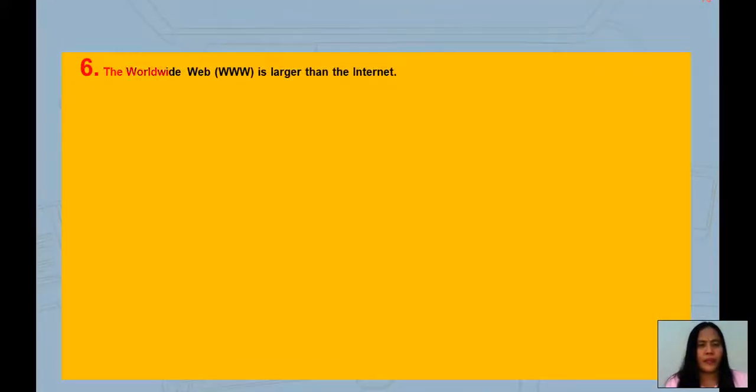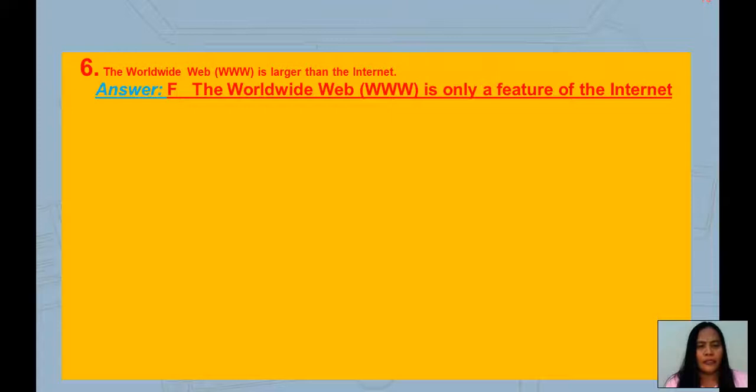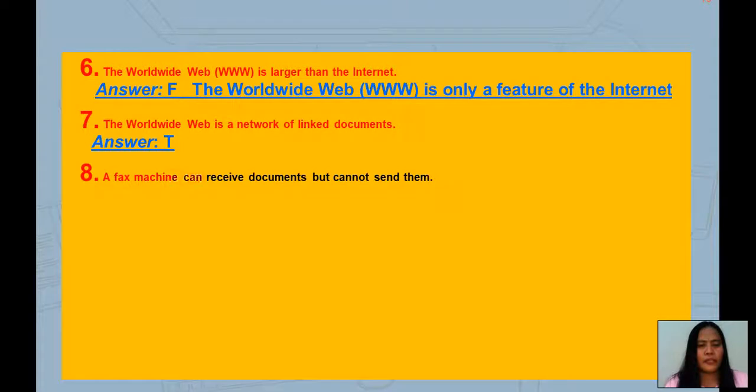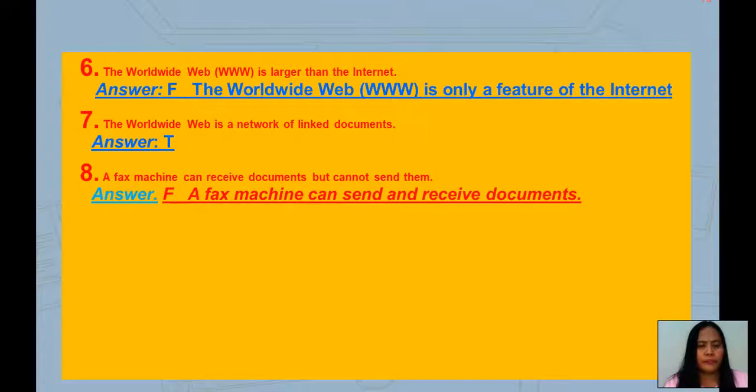Six. The World Wide Web is larger than the Internet. Answer F. The World Wide Web is only a feature of the Internet. 7. The World Wide Web is a network of linked documents. Answer T. 8. A fax machine can receive documents but cannot send them. Answer F. A fax machine can send and receive documents.